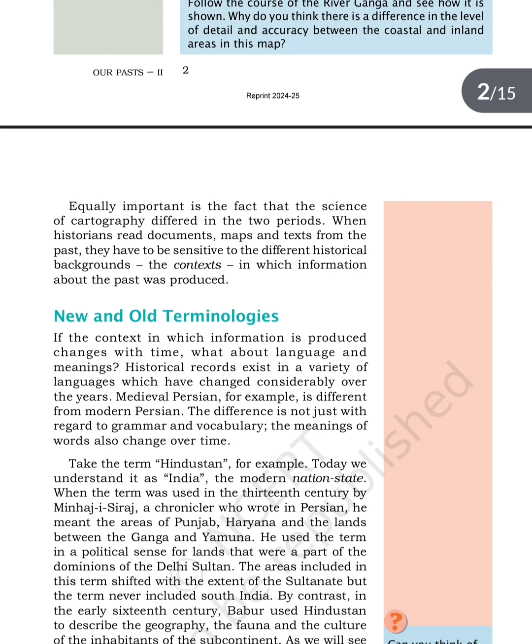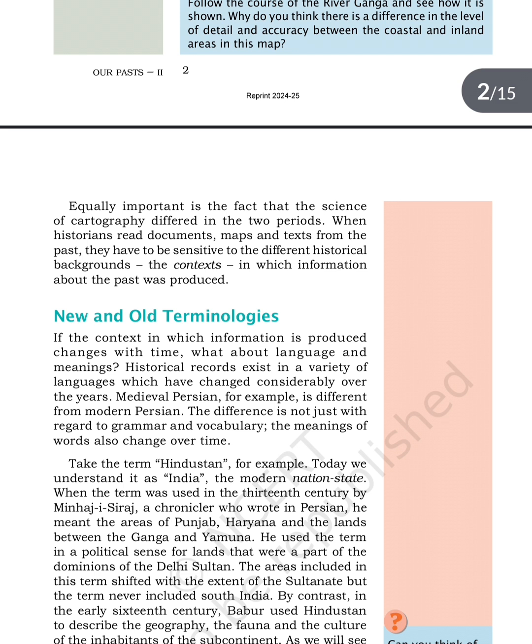Medieval Persian, for example, is different from modern Persian. The difference is not just with regard to grammar and vocabulary. The meanings of the words also change over time. Take the term Hindustan, for example. Today we understand it as India, the modern nation state.